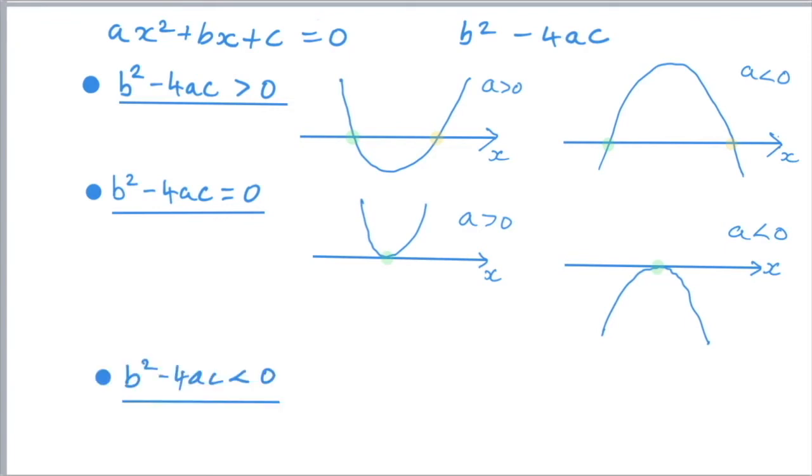In the case where b squared minus 4ac is less than 0, there are no real roots to the equation. And as the sketches indicate, the graph is always either above or below the x-axis. We will now return to take a look at the solution of this particular question.